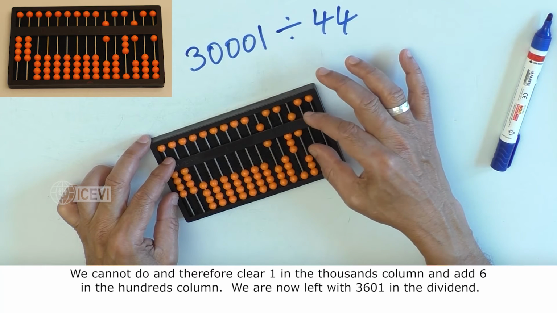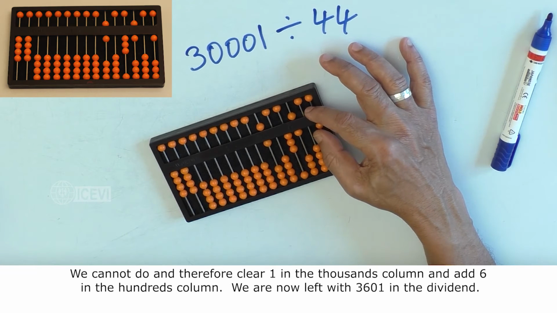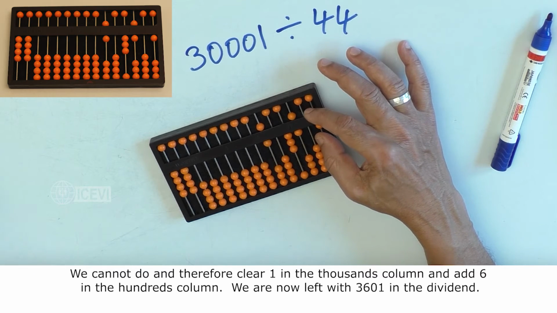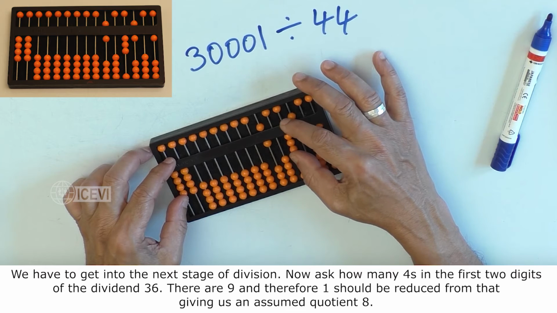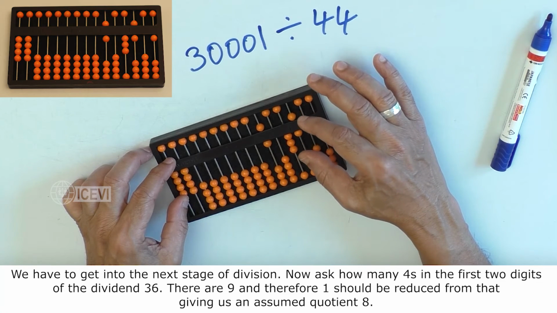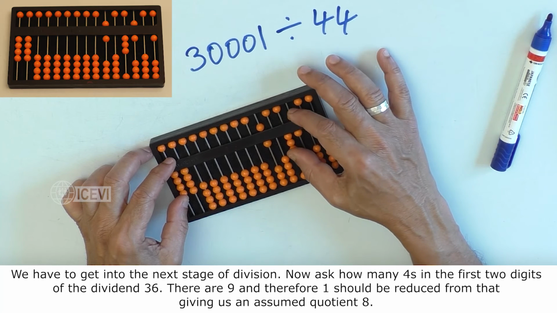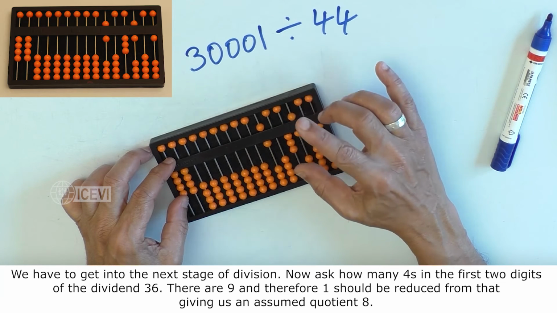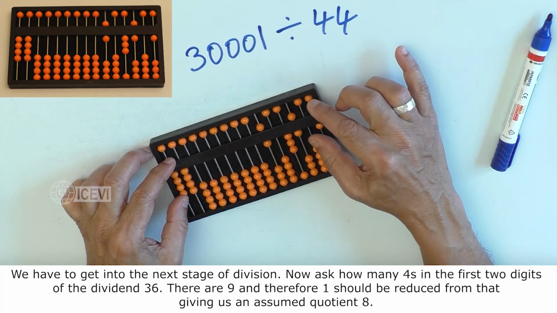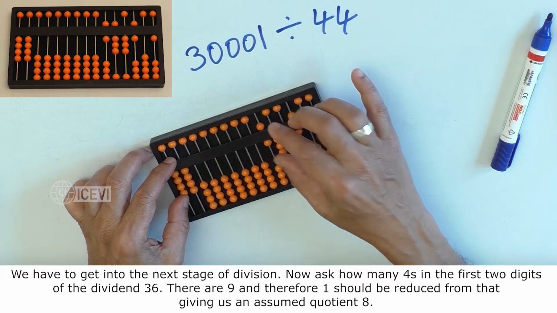Now we are left with 3,601 in the dividend. We have to get into the next stage of division. Now ask how many 4s in the first 2 digits of the dividend, 36. There are 9 and therefore 1 should be reduced from that, giving us an assumed quotient 8.